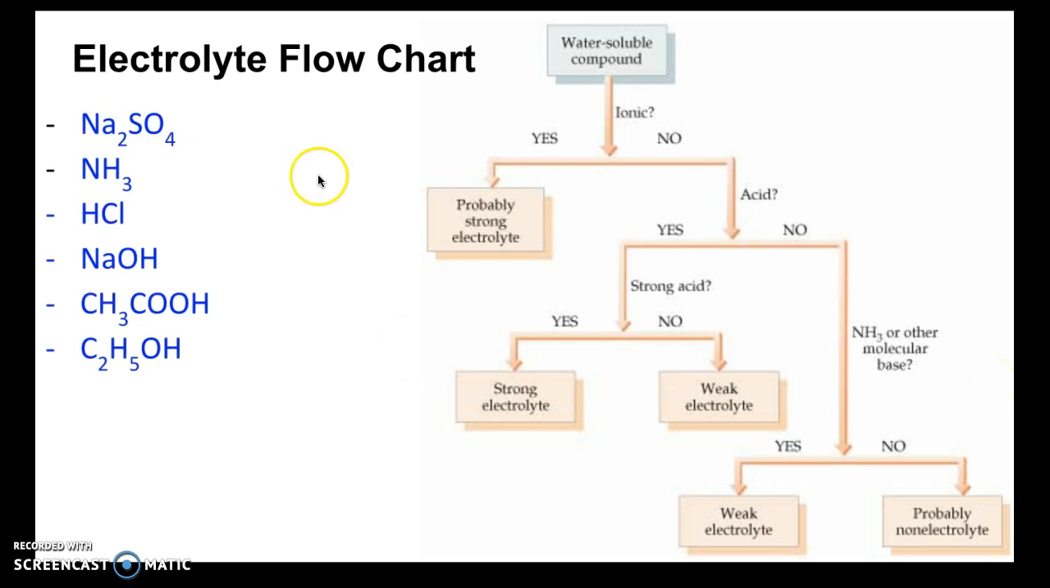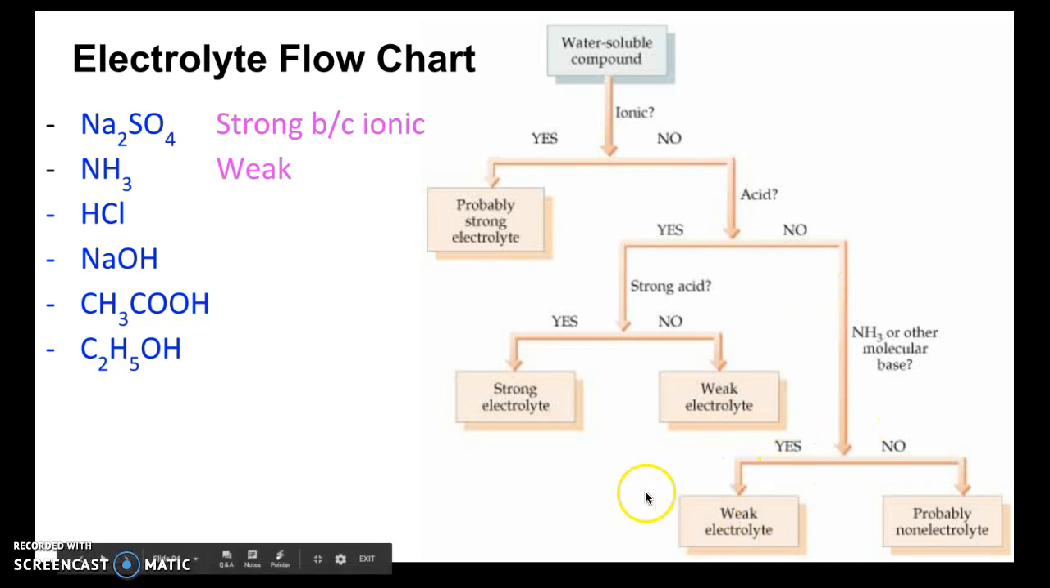For this very first one, I look at it and say, oh, this is a salt. It has a metal and a non-metal part, and I know almost all sulfates are soluble, and definitely group 1s are soluble, and it's a group 1 metal there. So, yep, strong because it's ionic, and it's also a soluble ionic. NH3, well, it's not an ionic compound, and it's not an acid, so that leads me to it being a weak base, a molecular base, so I know it's going to be a weak electrolyte. And that will be here in the flowchart.